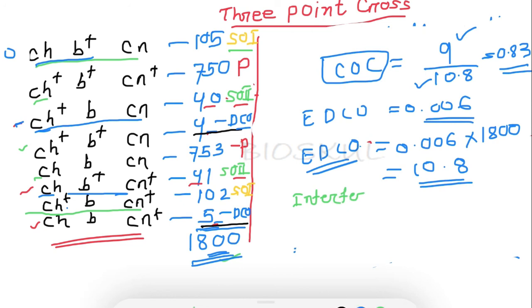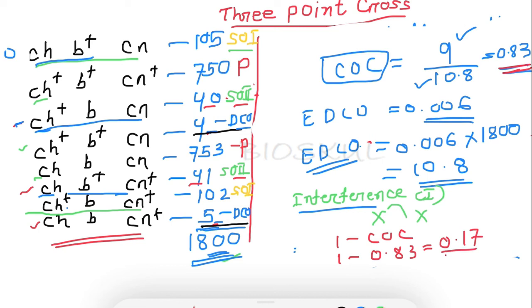So the last one is interference. How can you calculate the interference? Interference, or it is represented by I, means that if one single crossover takes place, then it interferes with the second single crossover. Okay, that is the interference. And how can we calculate it? The formula for interference is 1 minus coefficient of coincidence. So here 1 minus coefficient of coincidence, that is 1 minus 0.83, will be 0.17. It is the interference. The important point is, if the interference is positive, then observed double crossover is less than expected double crossover. If interference value is negative, then observed double crossover value will be more.